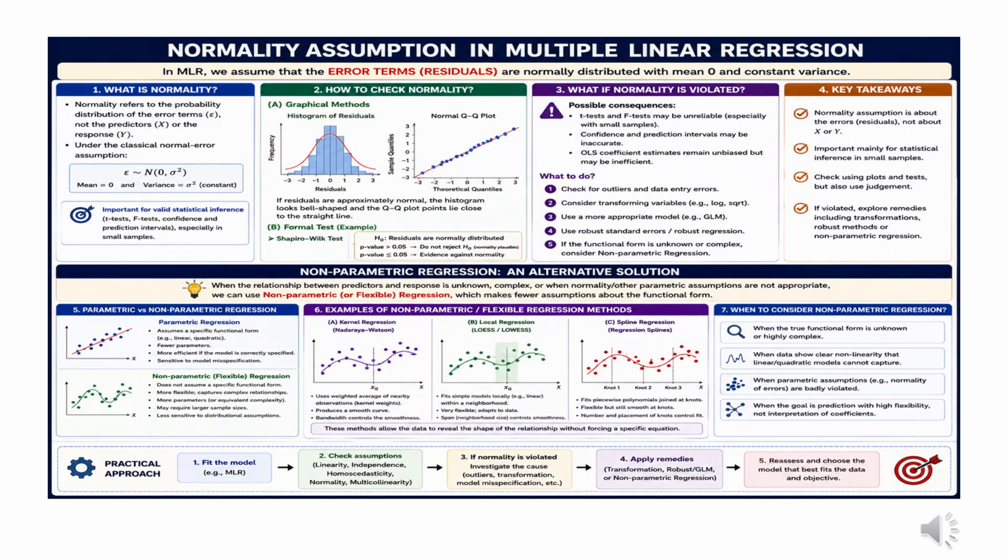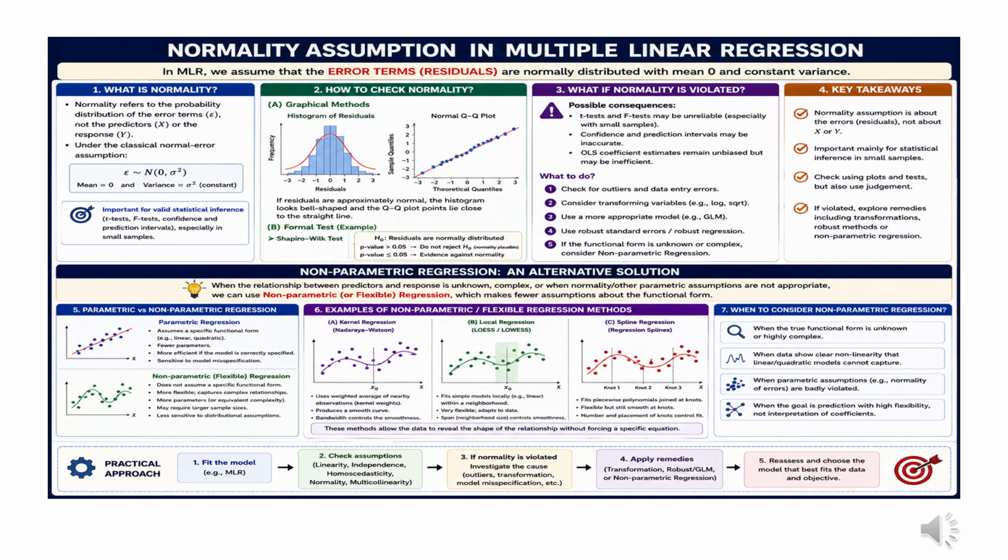The normality of errors is mainly important when we want to perform statistical inference. For example, t-tests for individual coefficients, f-tests for the overall model, and confidence or prediction intervals, particularly when the sample size is small. However, I want to emphasize something important. Normality is not required for calculating the OLS coefficient estimates. So, how do we check normality?